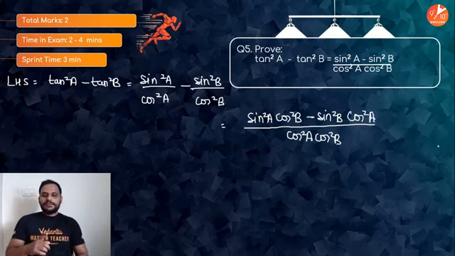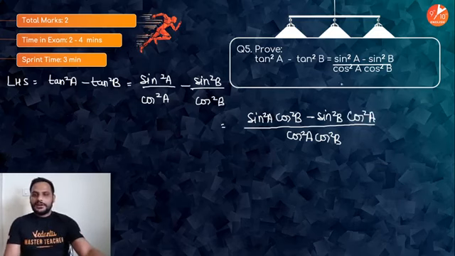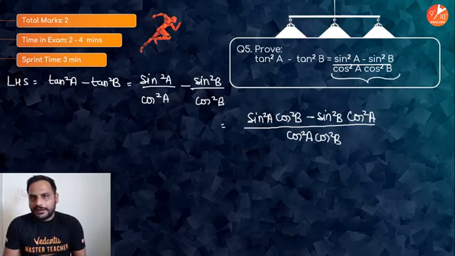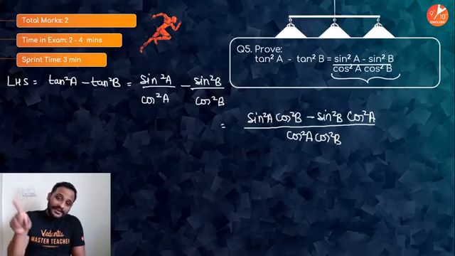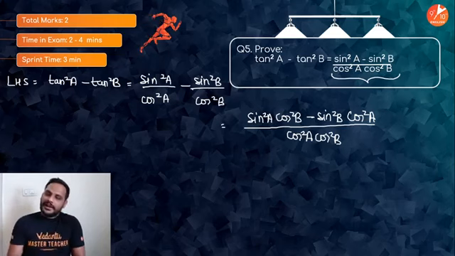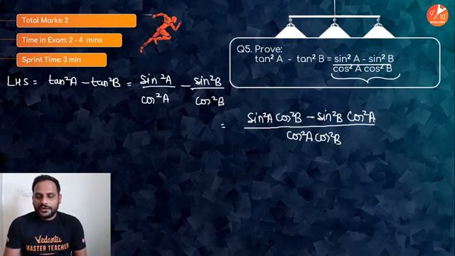Now you can clearly see in the RHS part, the denominator cos square A into cos square B has been created. So I'm not going to touch the denominator now. I need to simplify the numerator. For that, I don't want the cos terms. I want only the terms of sine over there.